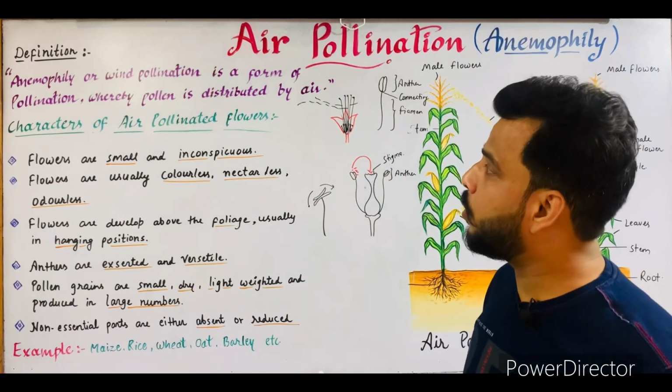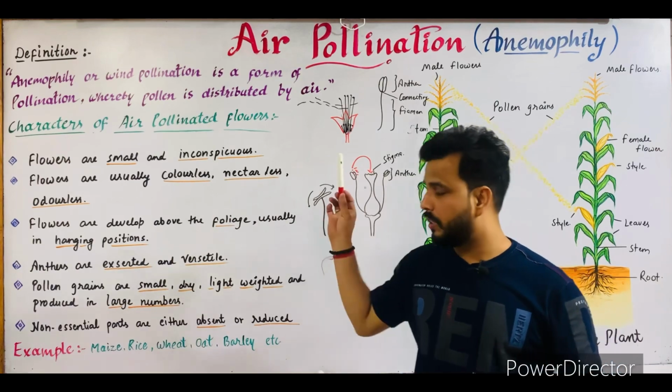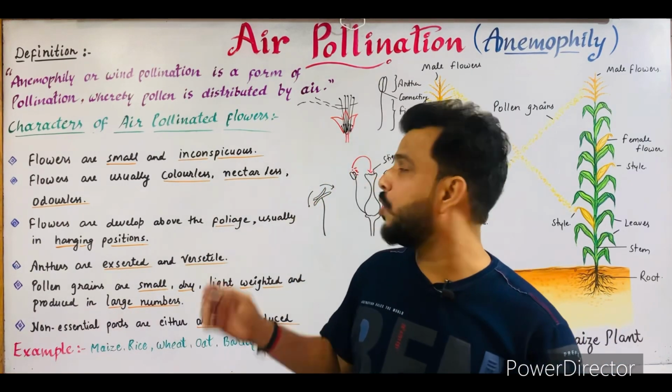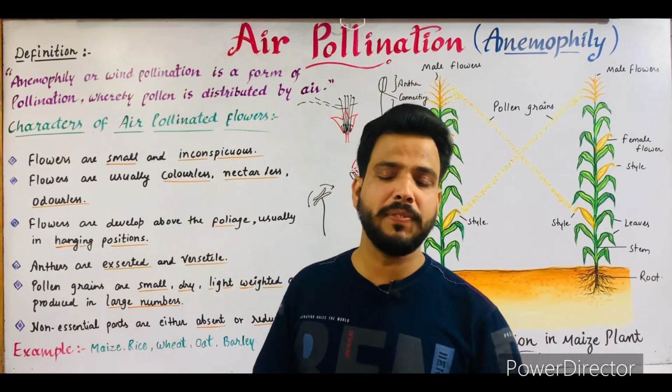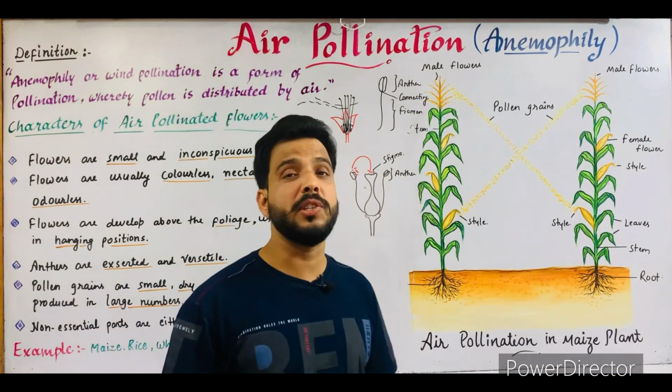So it was all about air pollination or anemophily. In this video, I told you about the definition, the characters of air pollinated flowers or anemophilous flowers, and also a special reference of the maize plant, air pollination in the maize plant.